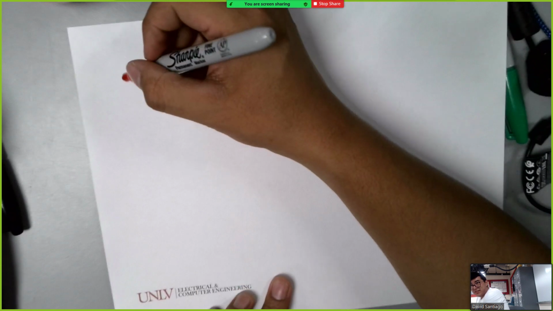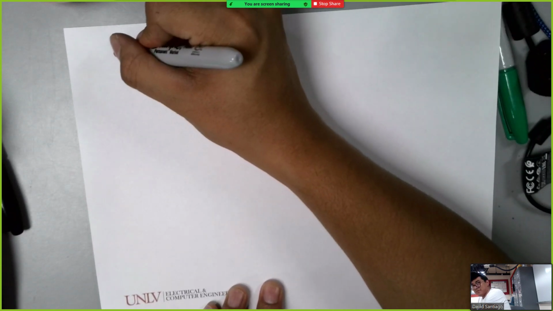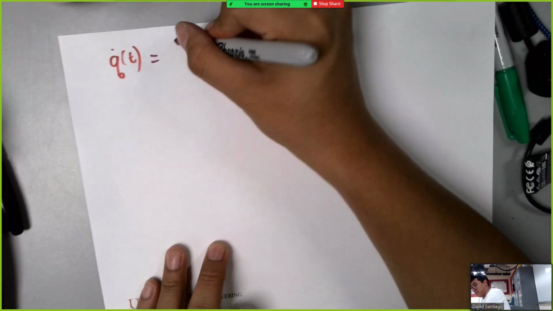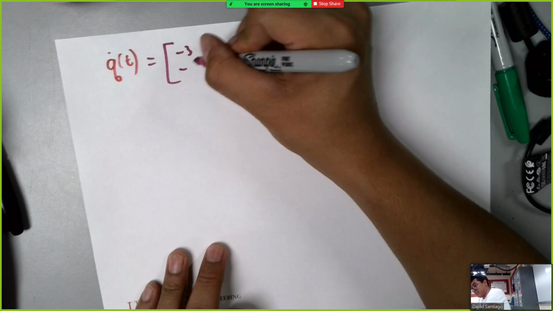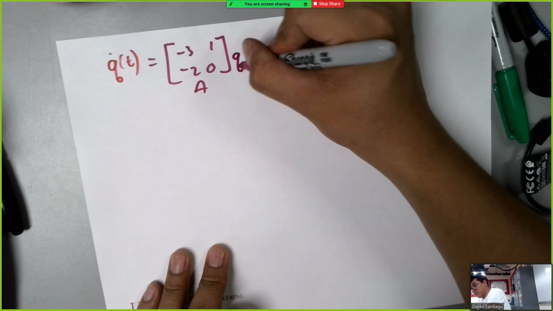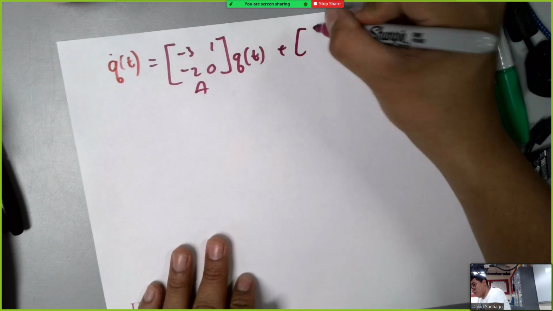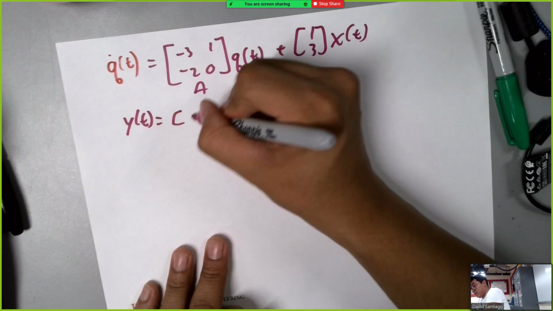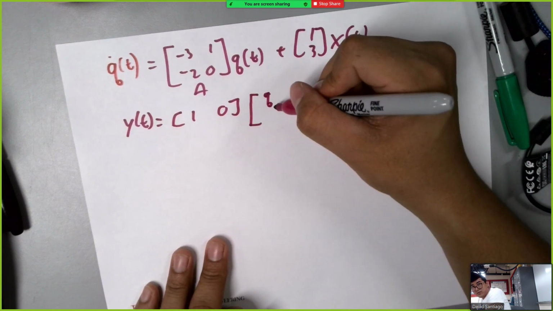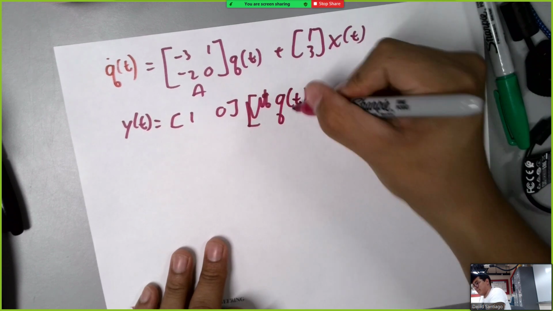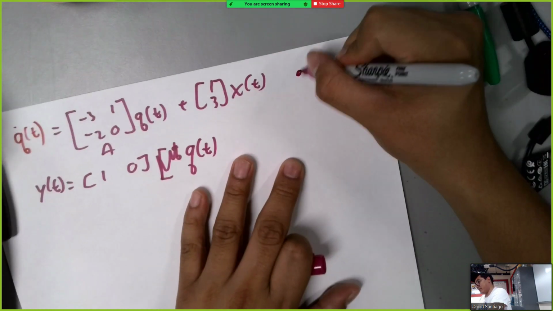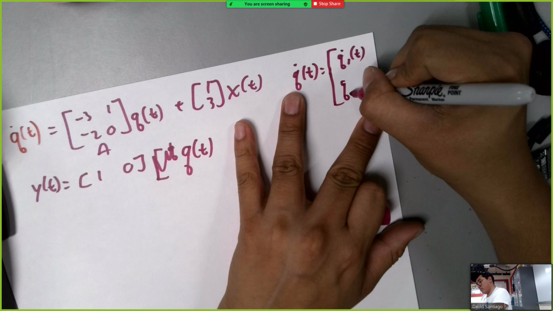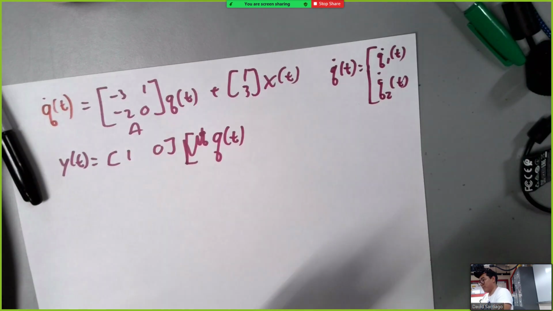Okay. So I give you a big matrix, and let's call it Q of T. It's equal to minus 3, 1, minus 2, 0, here's your A matrix, times Q of T, and then plus 1, 3, times X of T. And then the second one I gave you is Y of T equal to 1, 0, times Q. The reason I'm writing it like this is because this is general, where Q of T is Q1 of T, Q2 of T. I didn't put subscripts. This is just general. Okay?